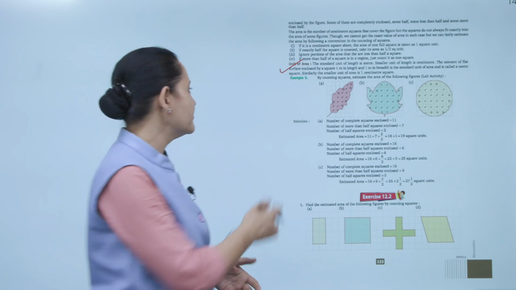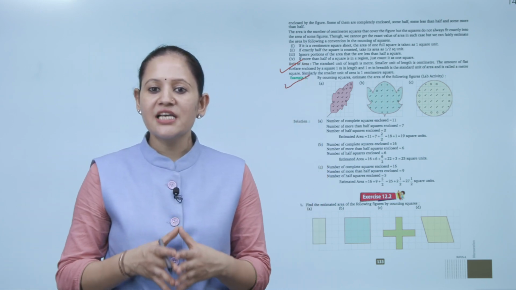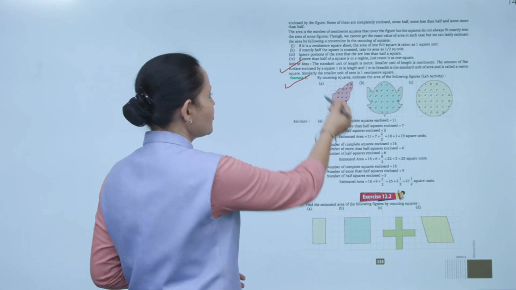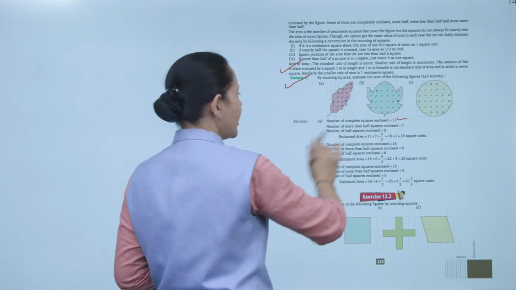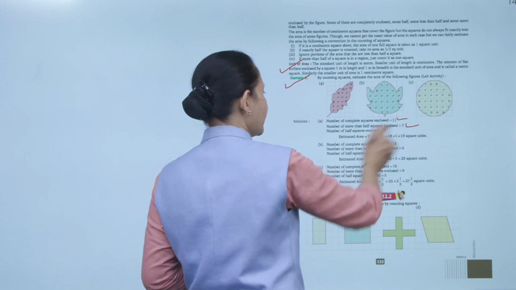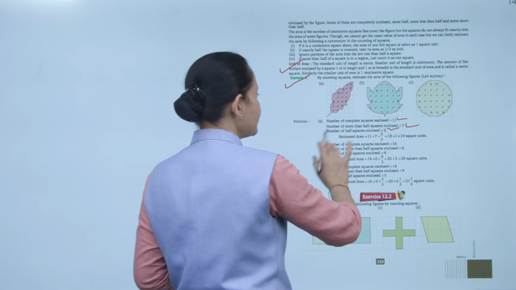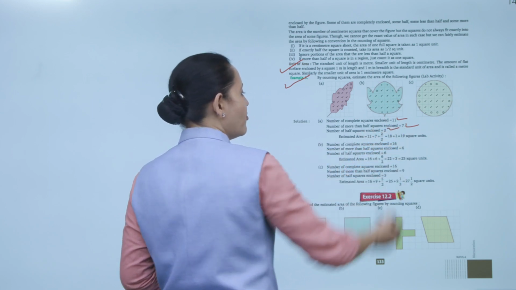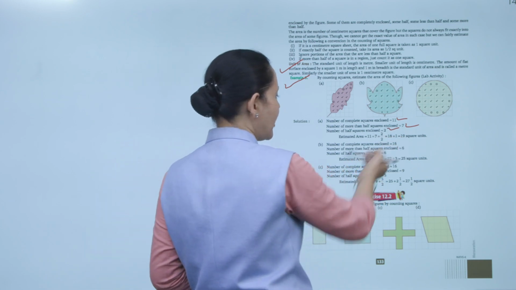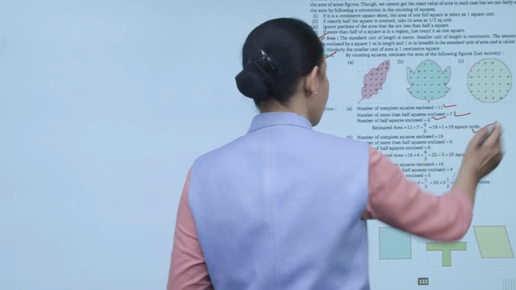Now we'll take an example. By counting squares, estimate the area of the following figure. So the number of complete squares, if we count, is 11, the number of more than half squares enclosed is 7, and the number of half enclosed squares is 2. So estimated area क्या हो जाएगा: 11, more than half है, we'll count it 1, 7 plus 2/2, because half का क्या हो जाएगा 1/2, so that is equal to 18 plus 1, 19 square unit.